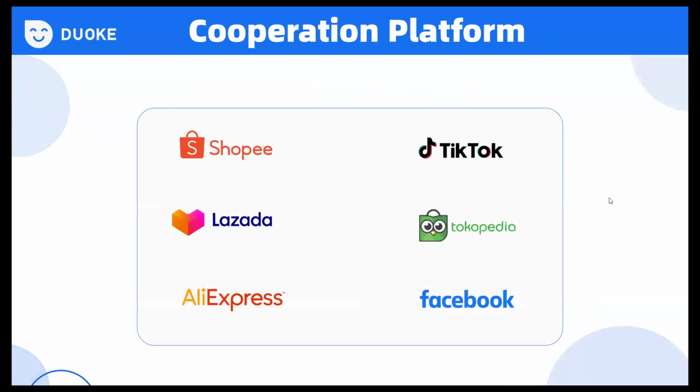Here are the platforms that we can authorize our stores with. The first ones are Shopee, TikTok, Lazada, Tokopedia, AliExpress, and Facebook. And in the future, we will have more platforms. And here are the platforms that we support.